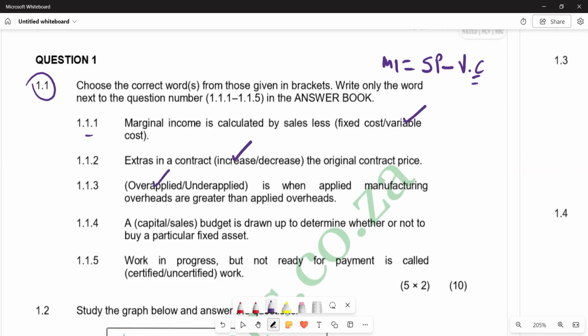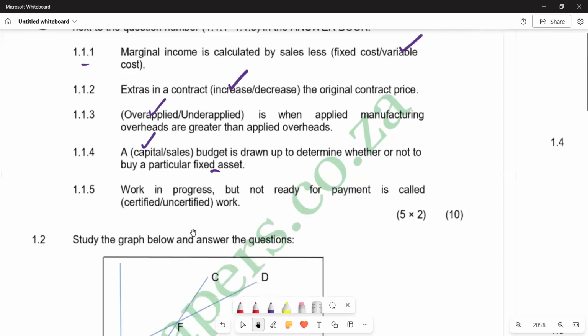Then we go to 1.1.4, a dash budget is drawn up to determine whether or not to buy a fixed asset. So obviously, this is going to be a capital expenditure. So we have a capital budget. Then I will go to the next one, which is now 1.1.5, which reads a work in progress, but not ready for payment, is called uncertified work. So we have uncertified there, and then those are the answers that we are having on the first part of 1.1.